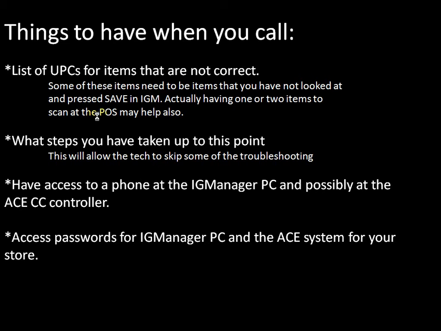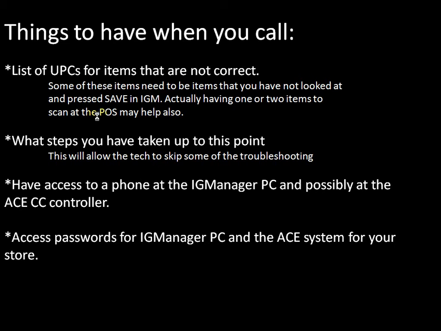Okay. It's also going to be really good that you have some sort of phone access by the IG Manager PC and by the ACE controller and by a lane. So if you're in a store that has only one phone and it's in the customer service area, you may want to think about using your cell phone to call so that you can move around and check things for us, physical hands-on boxes. And the last thing is make sure you know what the passwords are to get into IG Manager and the ACE system. If the IG Manager system is locked down by the scanning coordinator, our tech may not be able to get back in. So you're going to want to make sure that we have access to that system.